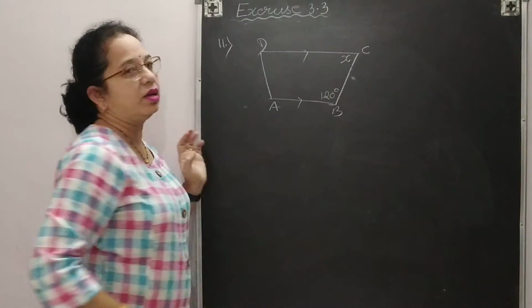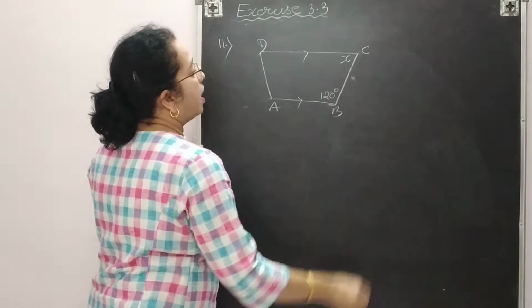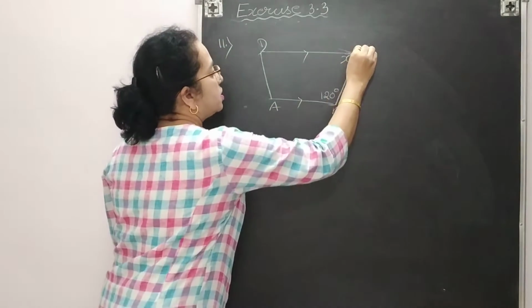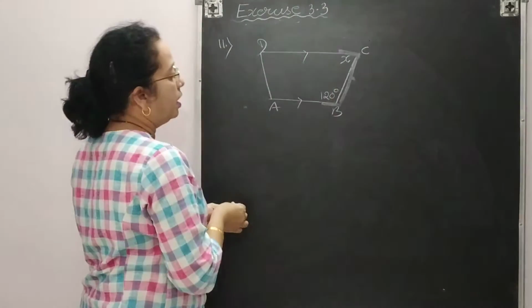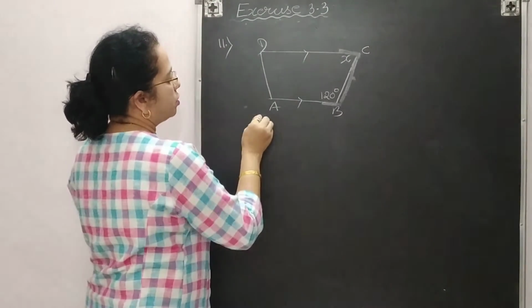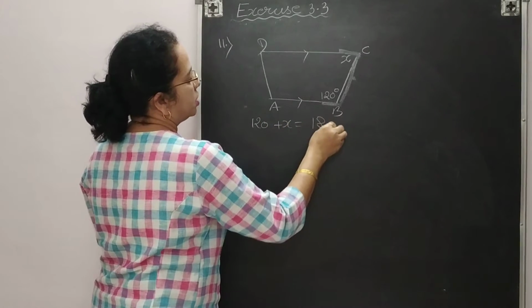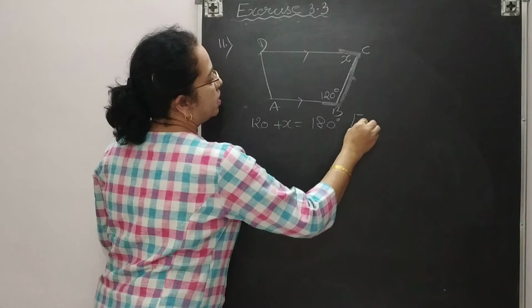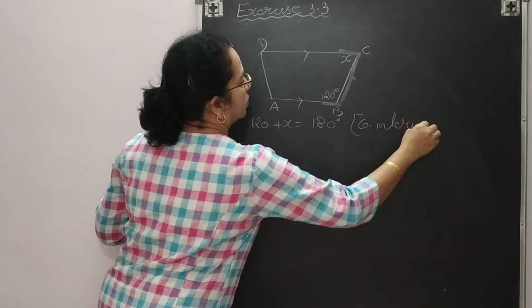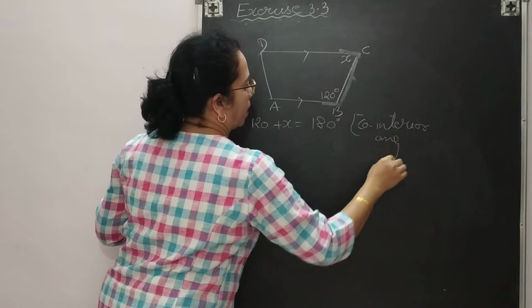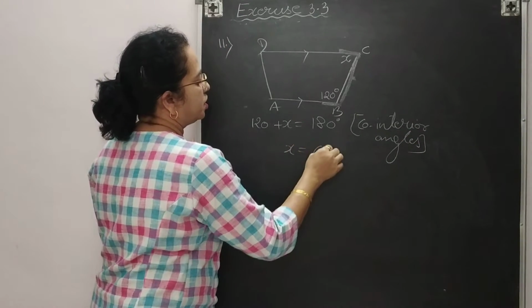So I am taking variable X. Since these lines are parallel, again you will get here this C shape. C shape means co-interior angles, and co-interior angles means the sum is 180. 120 plus X is equal to 180 degree. The reason is co-interior angles. So X is equal to 60 degree.